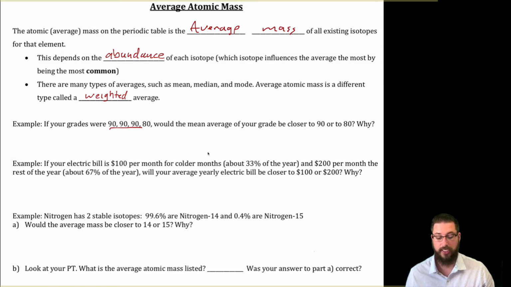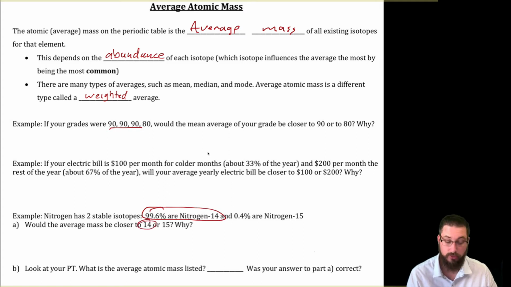And so let's say nitrogen has 2 stable isotopes. We have nitrogen-14 and nitrogen-15. And let's say that nitrogen-14 has a 99.6% abundance, and that nitrogen-15 has a 0.4% abundance. Well, is the average going to be closer to 14 or 15? The answer is it'll be closer to 14 because it has a larger abundance. And so if you take a look, nitrogen-14 has a larger percent abundance, so it's going to be closer to 14. And if you look at the periodic table, it happens to be 14.01. So the average atomic mass on the periodic table is 14.01.